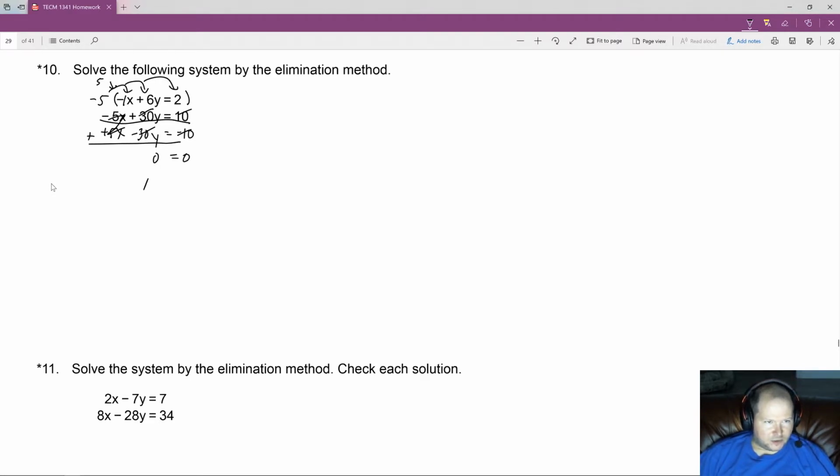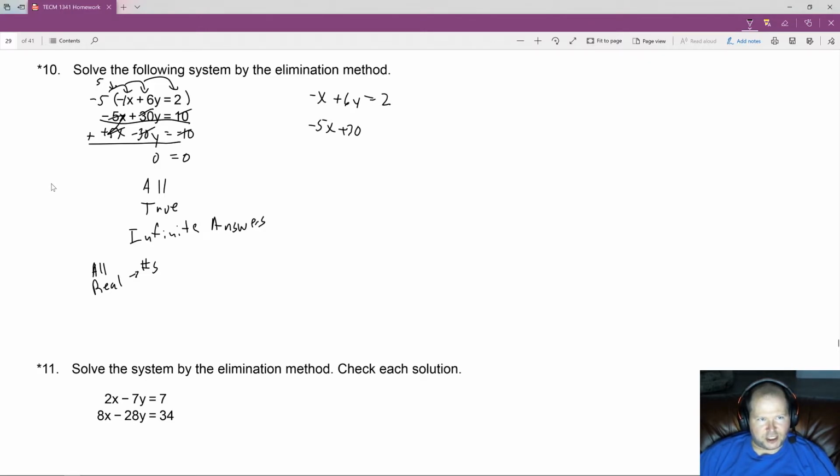Now, when is 0 equal to 0? Well, that's always, all the time, always true. So that means there's an infinite number of answers, and this will be all real numbers. So basically what that's saying is the first equation must have actually been equal to the second one. The two equations are actually the same equation, just in different forms.